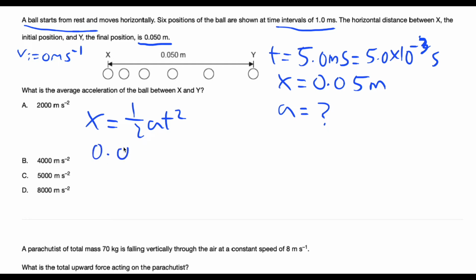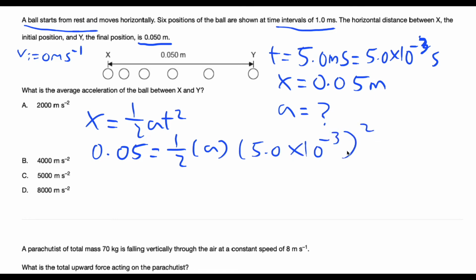So 0.05 is gonna be equal to a half times acceleration times 5.0 times 10 to the negative third power squared. And then after calculation, you will find out that the acceleration is gonna be equal to 4,000 meters per second squared. So the answer is B.